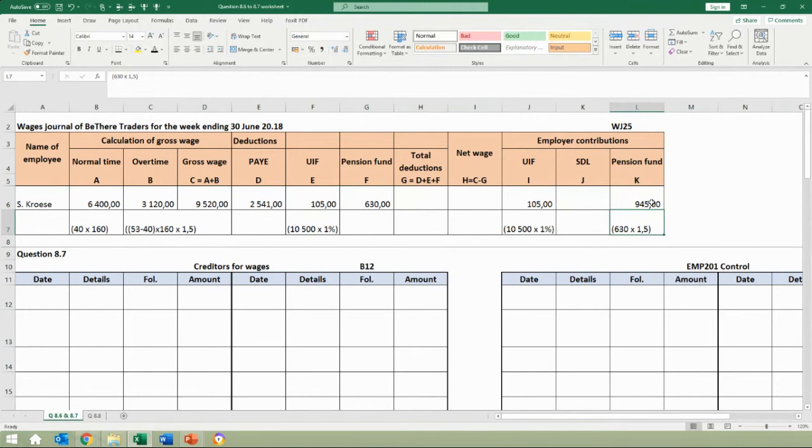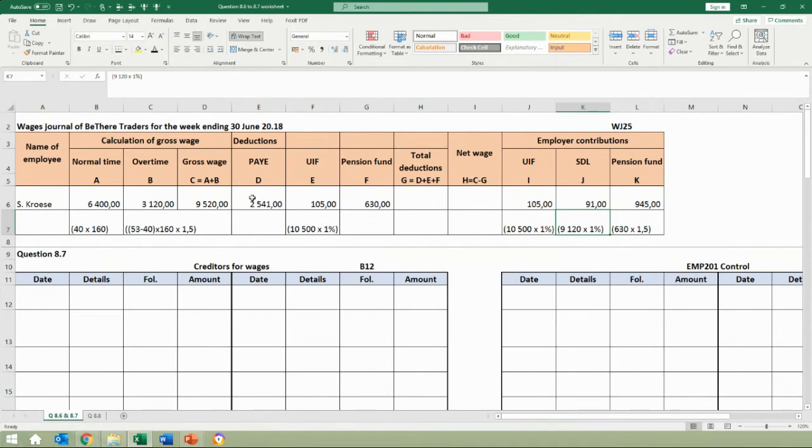What do we do with the SDL remuneration? Where do we account for that? In which column do we account for the SDL remuneration information? Okay, so that's correct, in the SDL column, which is J. But remember, the SDL remuneration is the amount that you will apply the 1% on. So that is the 9,120, and you multiply it with 1%, gives you 91 Rand.